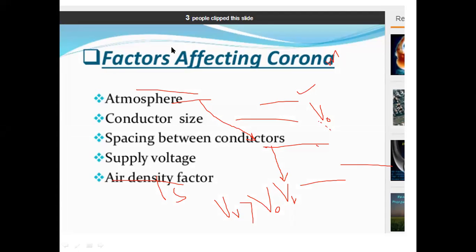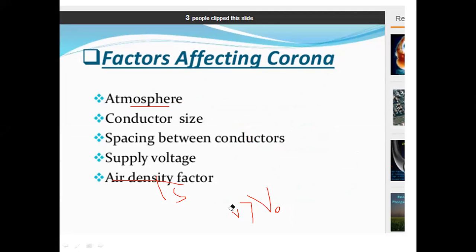Number one is the atmospheric condition. If there is humidity or moisture in the air, or if it's stormy or foul weather, the chances of the corona will be higher. So it greatly depends on the atmospheric condition. Also, with height, the atmospheric pressure will reduce, so the disruptive critical voltage will be reduced as well. We will discuss it in the upcoming slides.